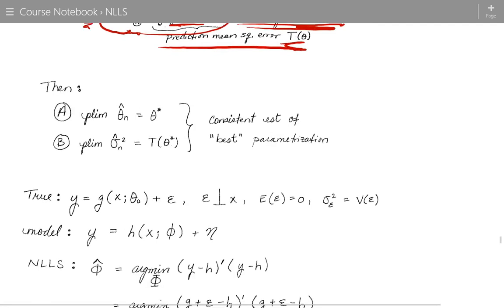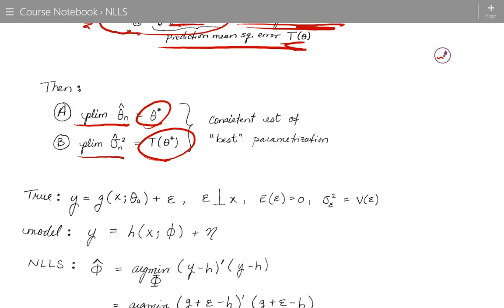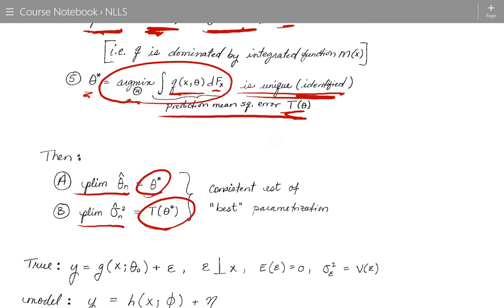Well, then it will turn out, and here I'm not going to go through the proofs, it will turn out that the p-lim of our estimator is theta star, and the p-lim of the variance is T. In other words, theta star is going to be that value that minimizes the difference, and our estimator converges, in fact, to the value that minimizes the mean squared error associated with the difference between the two models. And we also get the idea that the variance of that estimator is the prediction mean squared error.